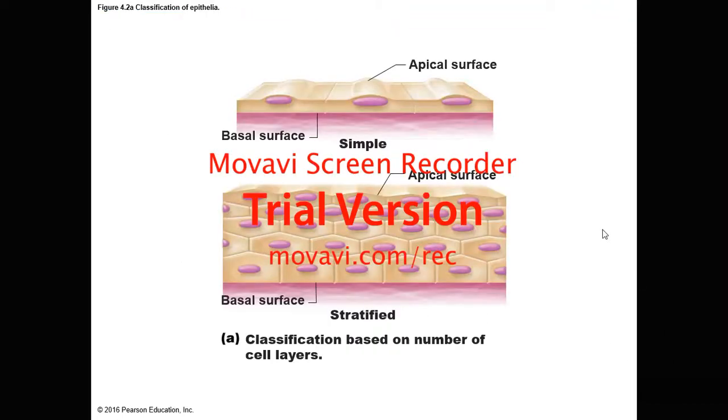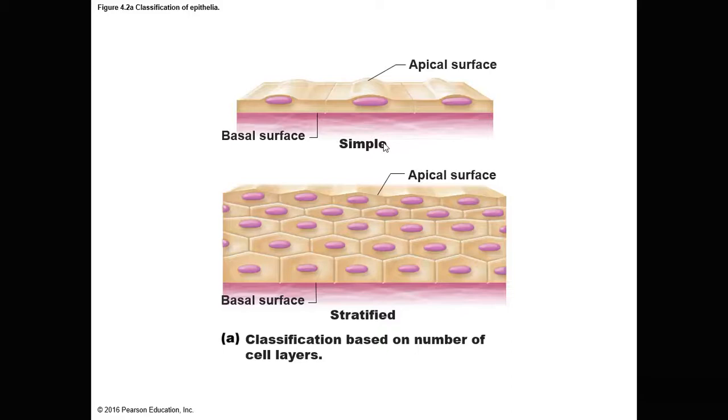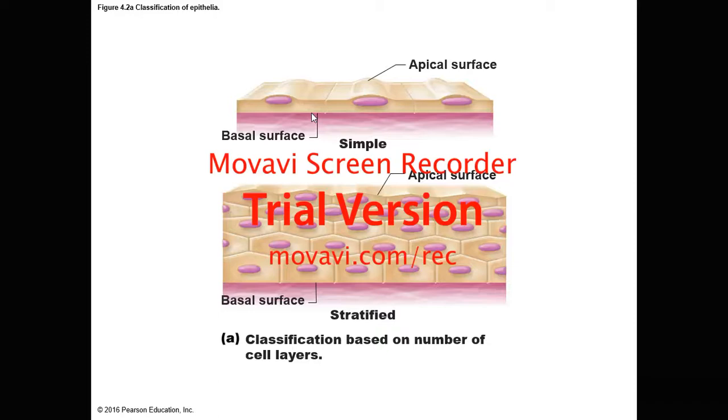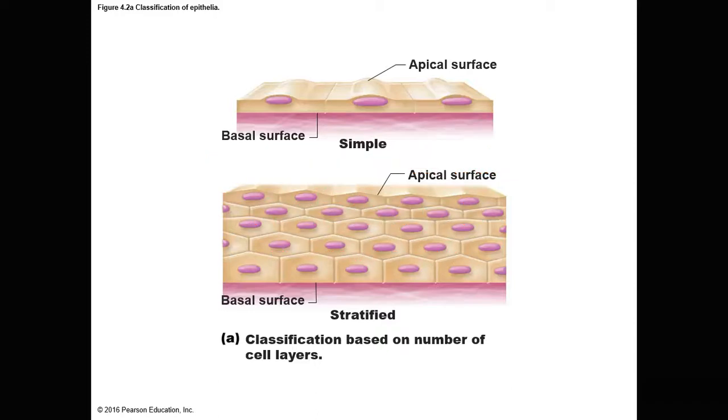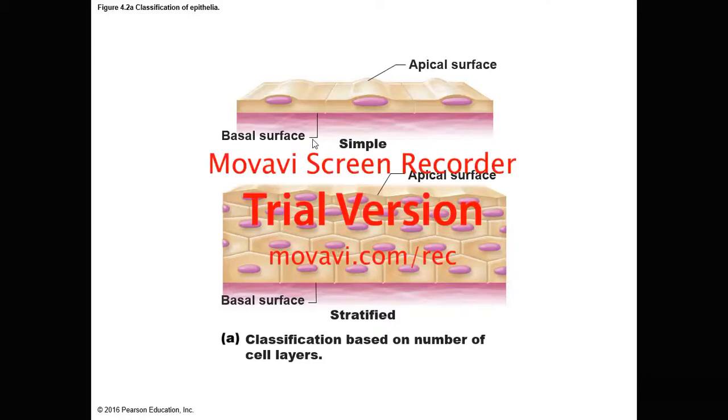So we have two figures here. One shows you a simple epithelium, one shows you stratified. But also you have your apical surface, which is the top layer, and your basal surface, which is the bottom layer. So remember, adjacent to that basal surface, you're going to have your basement membrane, which consists of two layers. Remember, the basal lamina, which is going to be right here, and then deep to the basal lamina, you have the reticular lamina. And that's your basement membrane. It consists of those two layers.